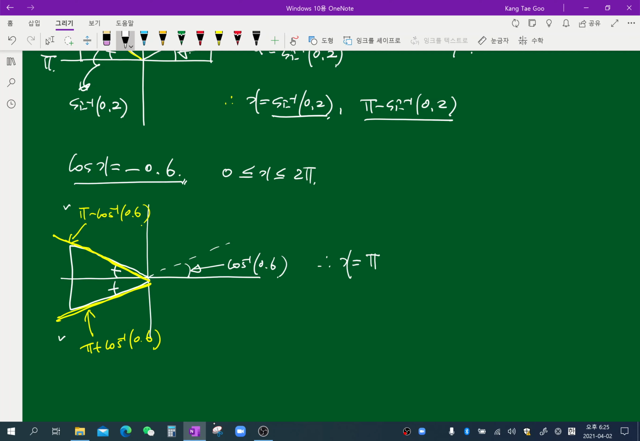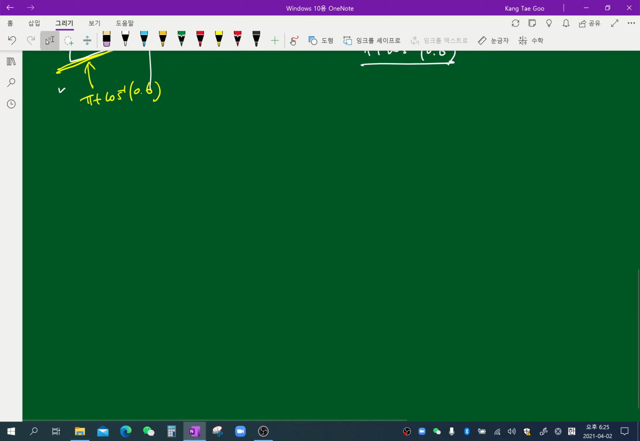The first one is pi minus cosine inverse 0.6. The other one is pi plus cosine inverse 0.6. Those two are the answers. Up to here is the most basic thing. Then we move to a little bit advanced course.